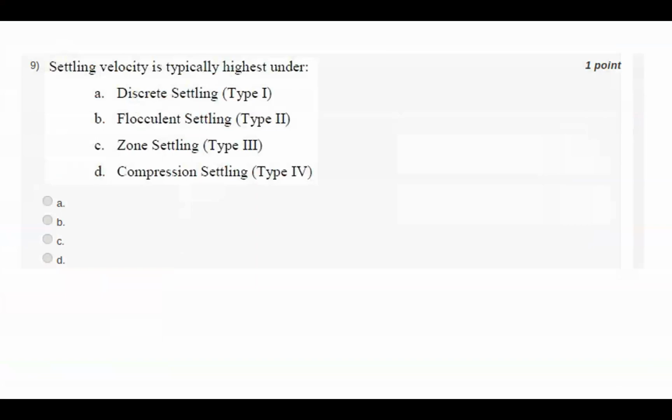Ninth question, settling velocity is typically highest under, so different settling chambers are given. So in which settling velocity is typically higher? Discrete settling, flocculant settling, zone settling, compression settling. Which one? B is the right answer. Yes, yes.